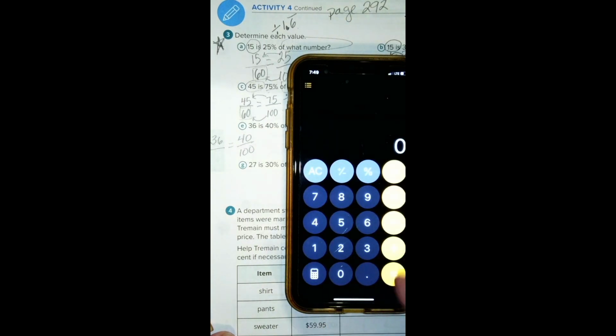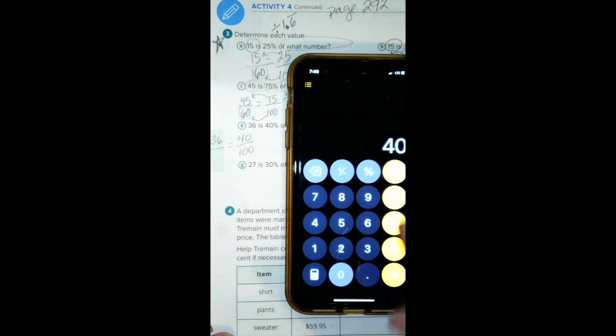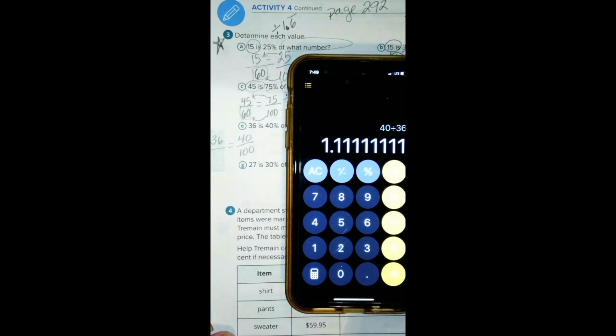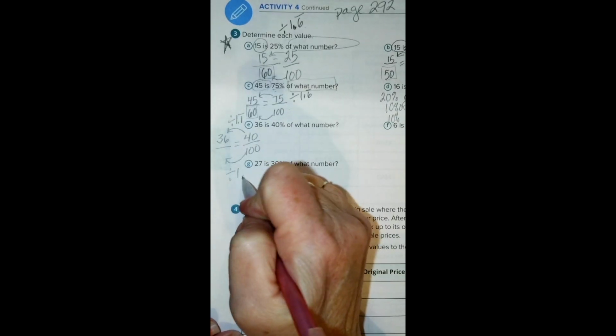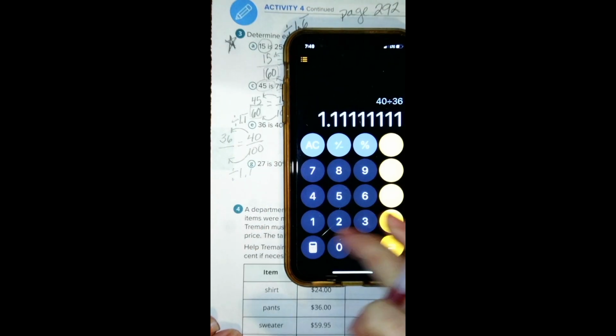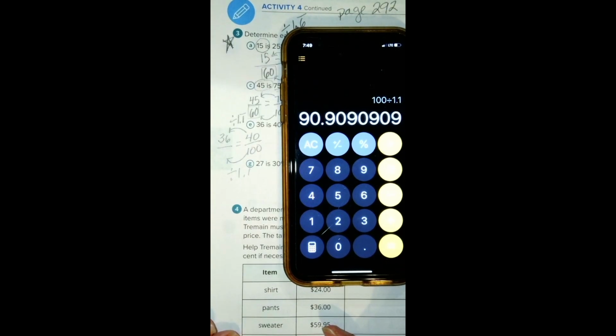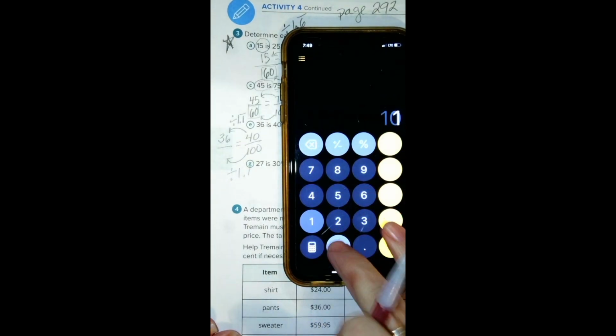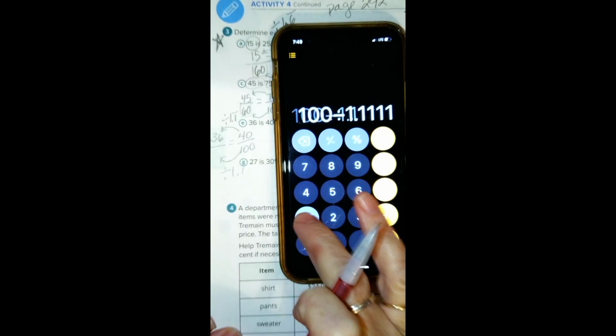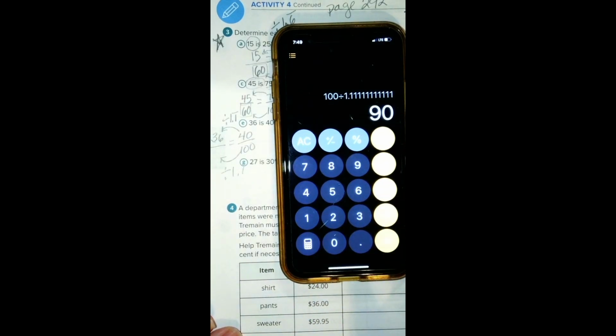Okay. Anyway, 40 divided by 36. It's a 1.1 repeating. So to go from here to here, we're dividing by 1.1 repeating. So then 100 divided by 1.1 repeating. Actually, I need to make it repeating. 100 divided by 1.11111 gives us 90. So 90 is our answer here.